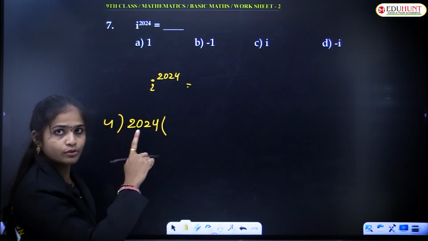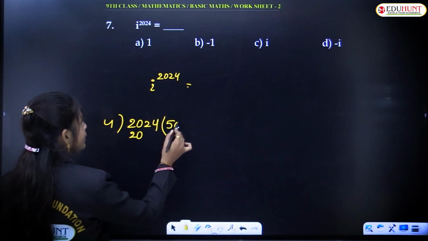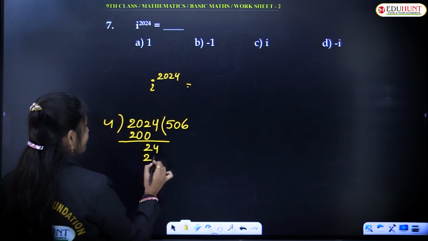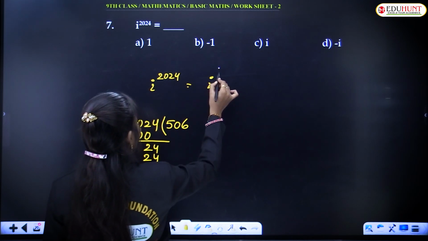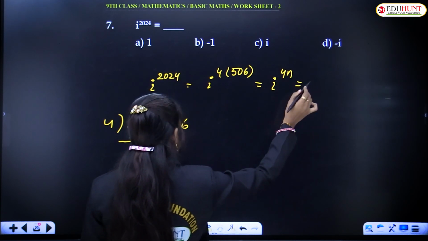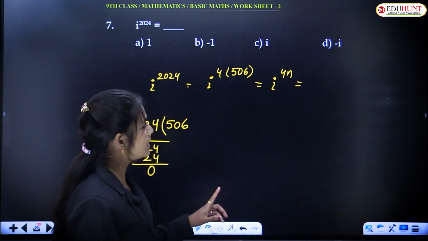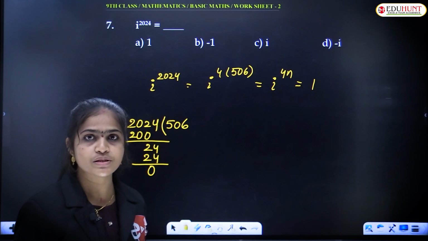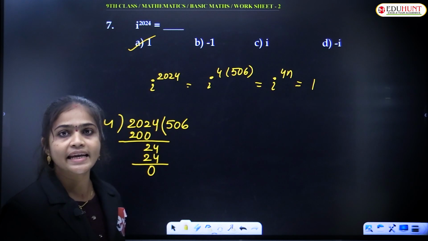Okay, why? Because you already know that we discussed this in the last video. 4 5s are 20, 4 50s are 200, 4 6s are 24, remainder 0. So 4 into 506. So i power 4 into 506, which is in the form of i power 4n. I power 4n value, what is that? If you don't know the value, just observe the previous video and come back and tell me. I power 4n value is always 1. So here which option is correct? Yes, option A is correct.